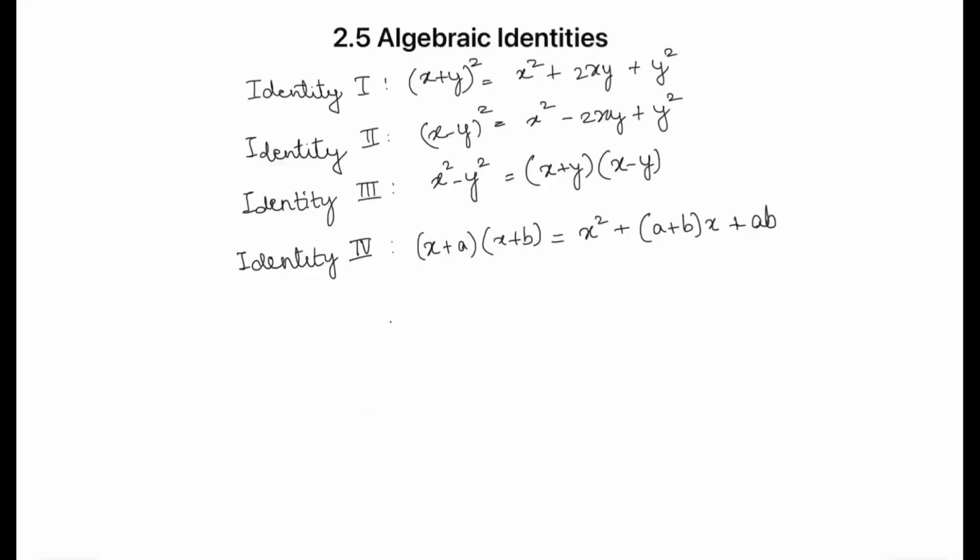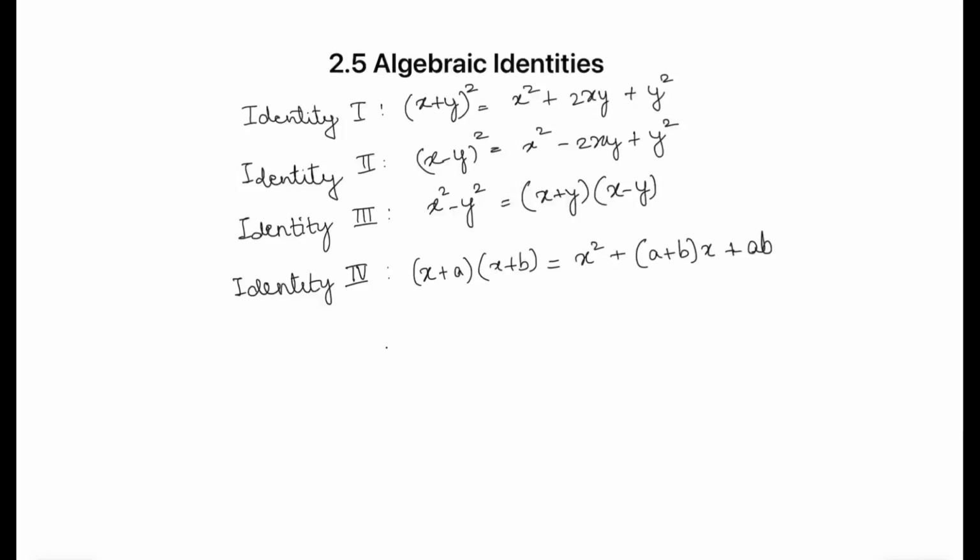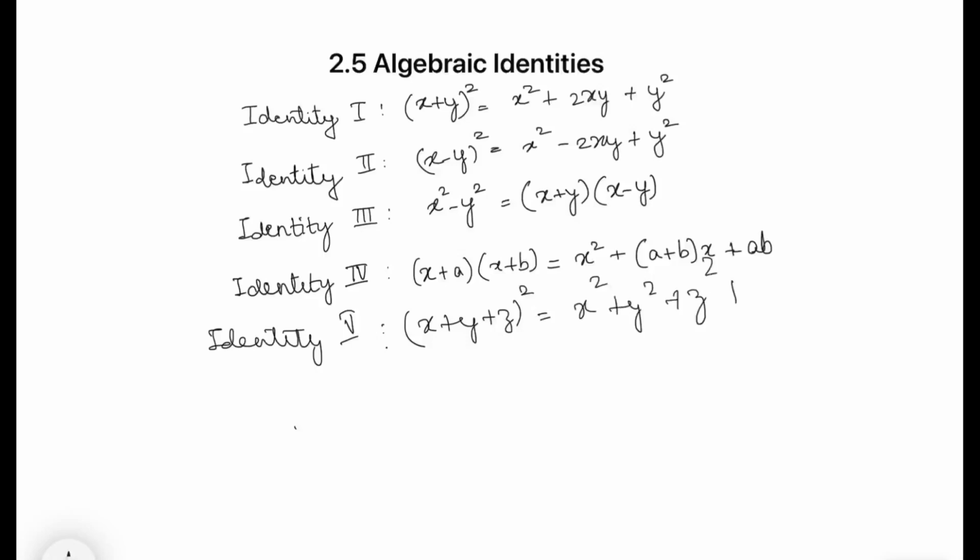So far we looked at identities of binomials where there were two variables. Let's look at some more identities where the number of variables are more. So you have identity 5, which is x plus y plus z whole square. This can be expanded as x square plus y square plus z square plus 2xy plus 2yz plus 2zx.